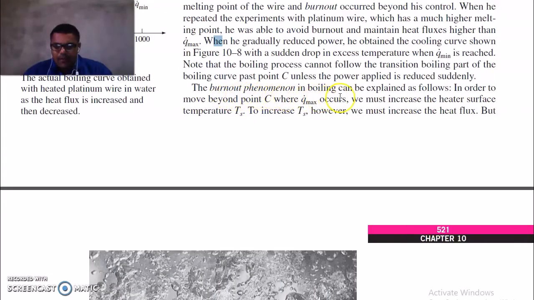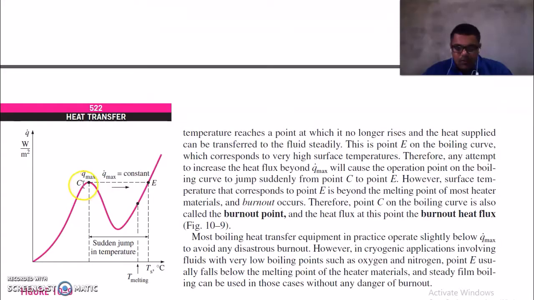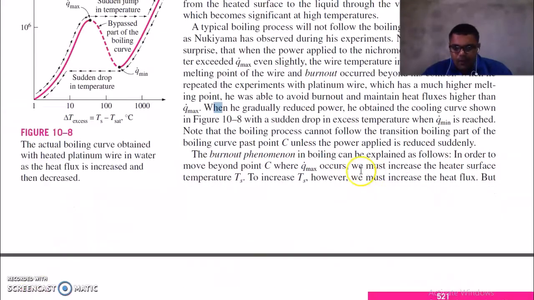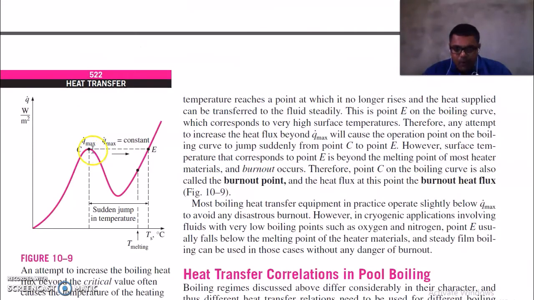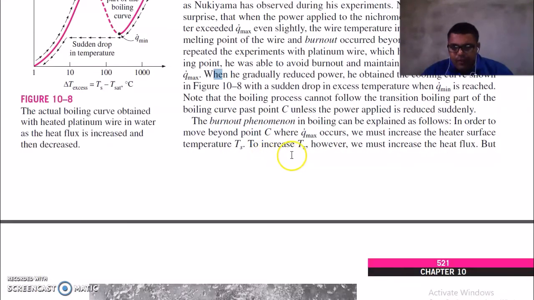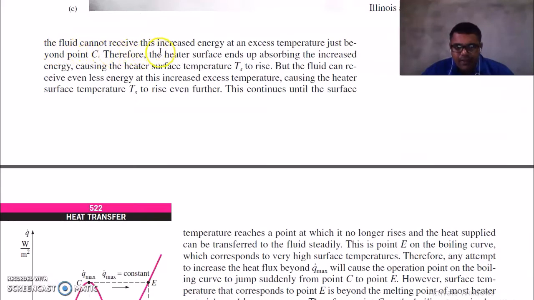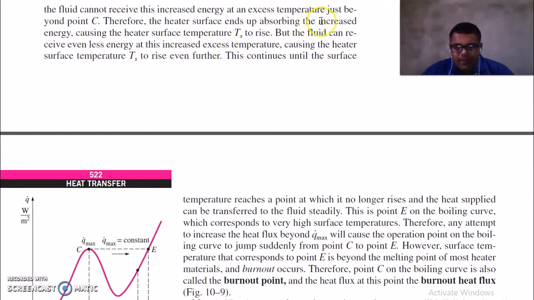The burnout phenomenon in boiling can be explained as follows. In order to move beyond point C where Q maximum occurs, we must increase the heater surface temperature Ts. To increase the surface temperature, however, we must increase the heat flux, but the fluid cannot receive this increased energy at an excess temperature just beyond point C.